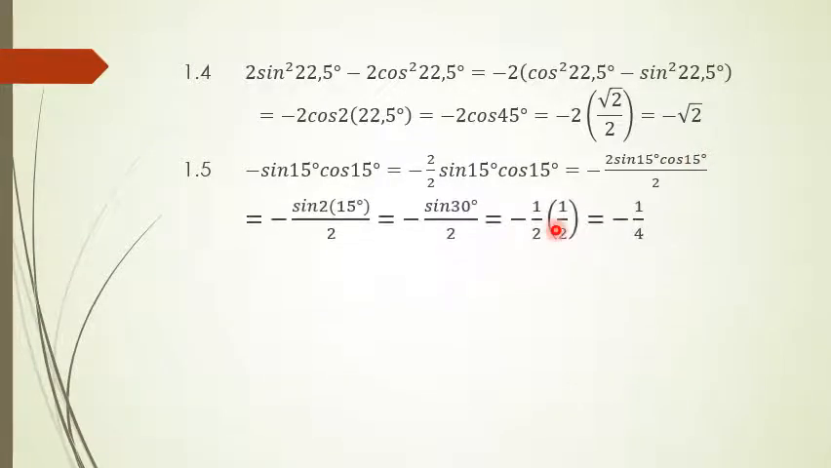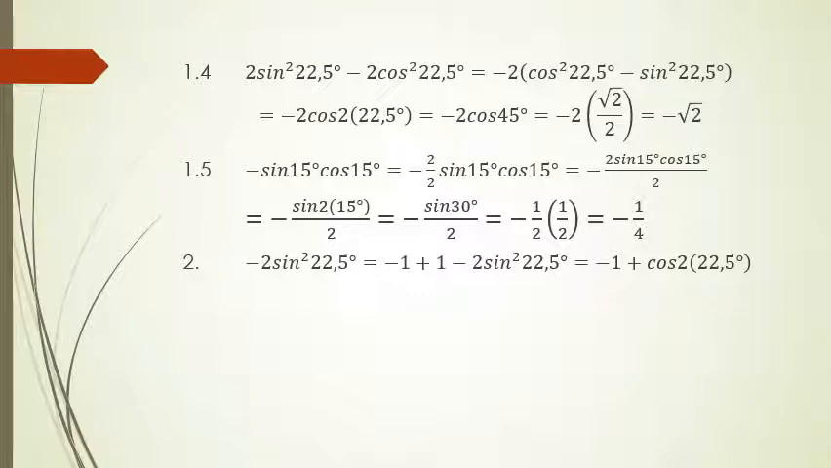Then applying the double angle formula, this numerator here is sine 2 times 15 degrees, all over 2 with our negative sign here. That simplifies to minus sine 30 degrees over 2. Now we can write this as, remember coefficient 1 here, minus 1 over 2 times sine 30 degrees, and sine 30 degrees is half. Multiplying, we get minus 1 over 4.